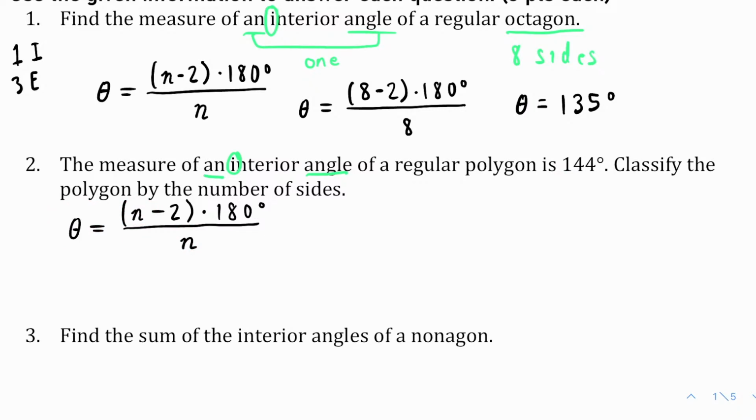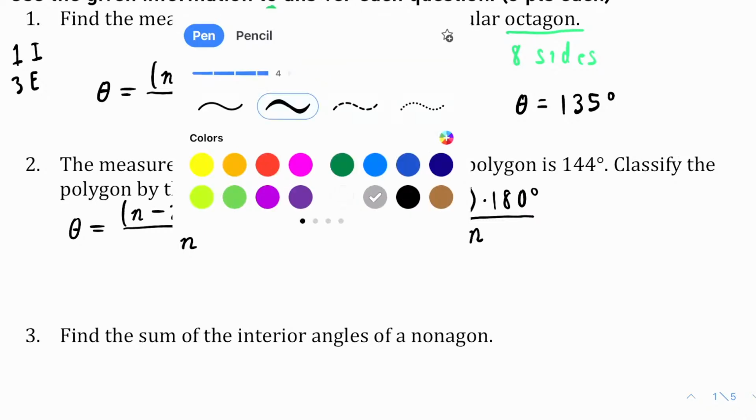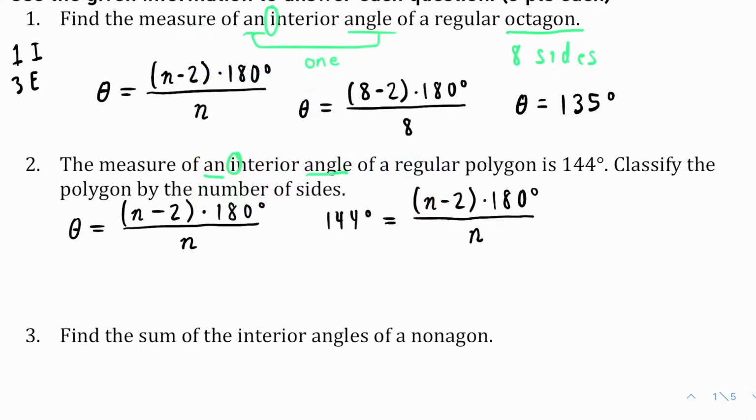So when we fill all of this in, we're going to write 144 equals n minus 2 times 180 degrees, all divided by n. And at this point I'm kind of stuck. There's really not much I can do to get n by itself except multiply both sides by n. So I think I'm going to use gray to show that. So multiply n times 144, multiply this thing by n.